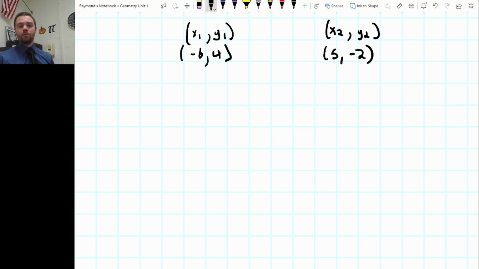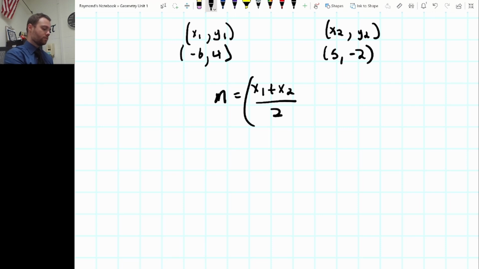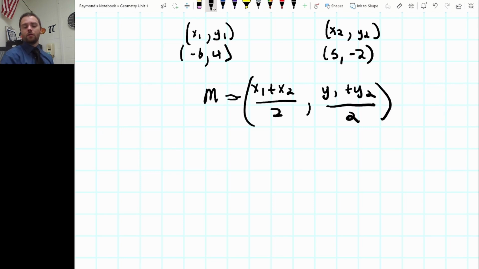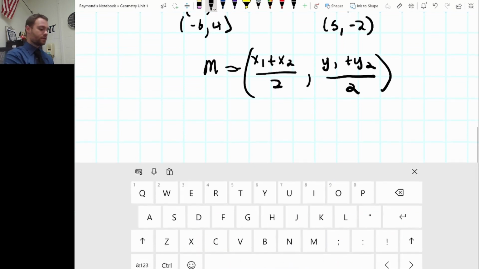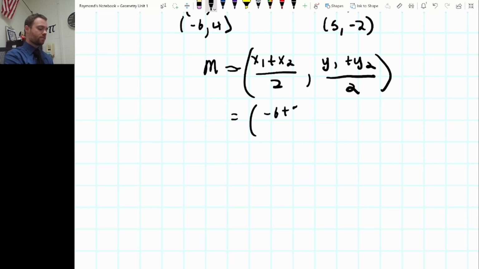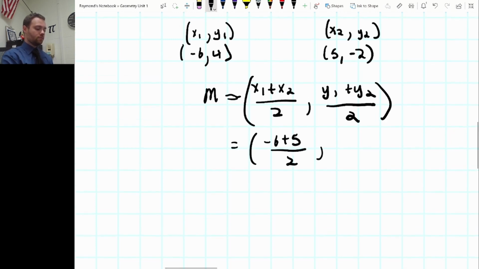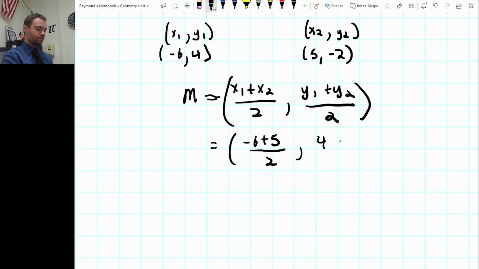So I want to find the midpoint of ME, which is the midpoint of these 2 points. So we're going to use the midpoint formula. M is equal to x1 plus x2 over 2 for the first coordinate, and then the y coordinate is going to be y1 plus y2 all over 2. So I want to do this calculation. x1 is -6, x2 is 5, so -6 plus 5 over 2. And then y1 plus y2 is going to be 4 plus -2 over 2.